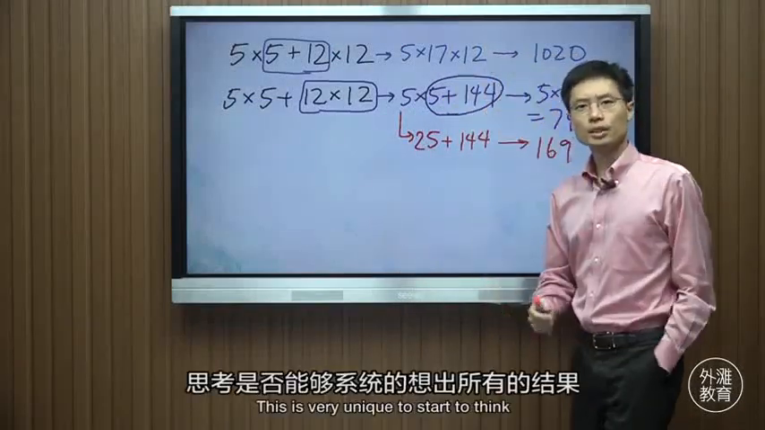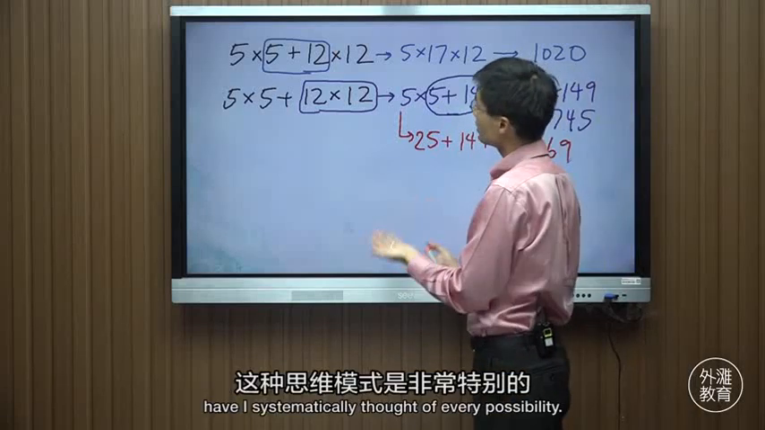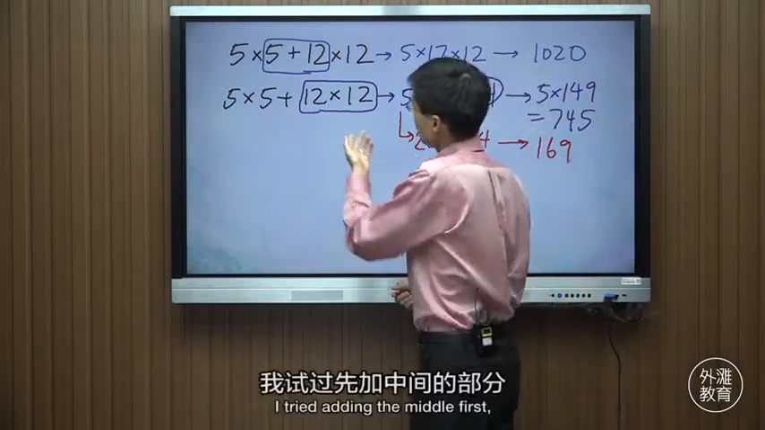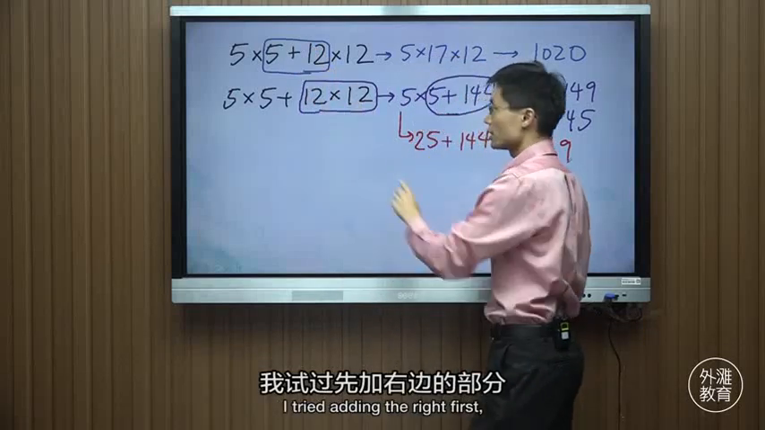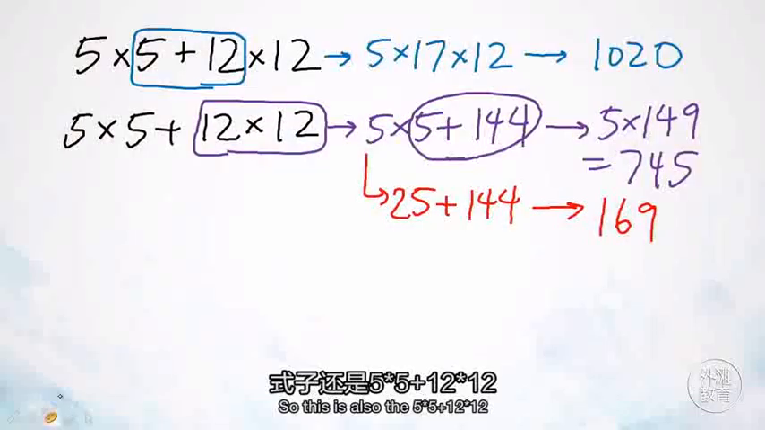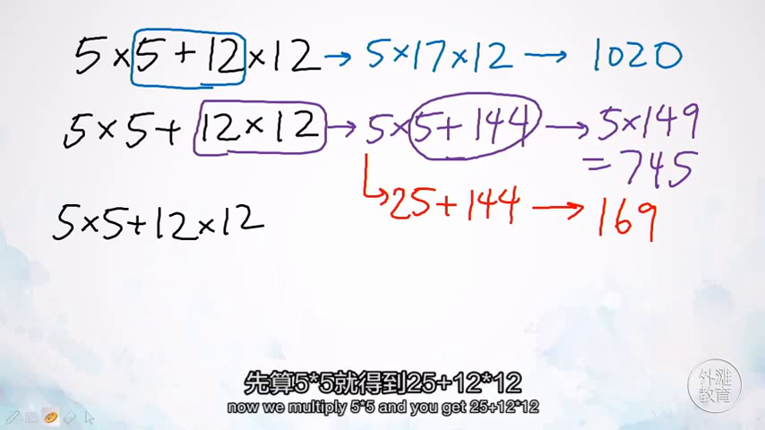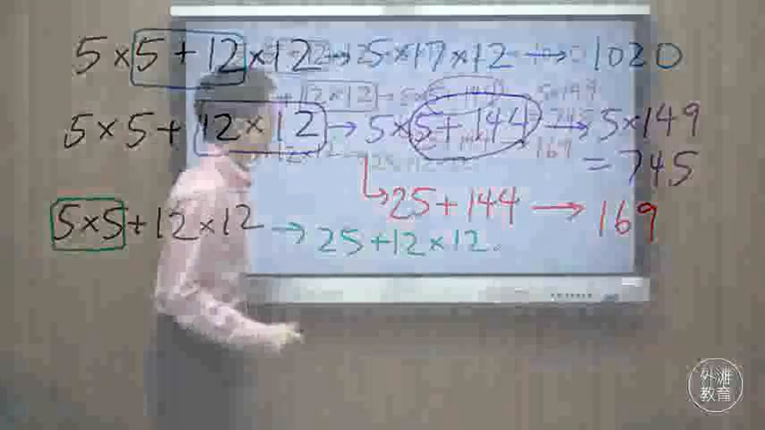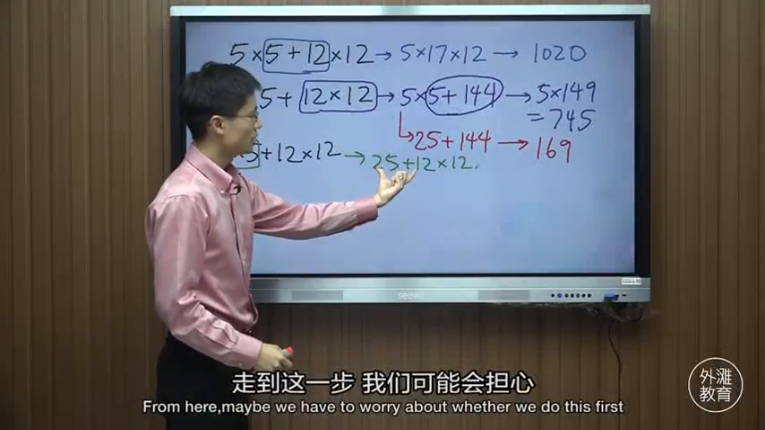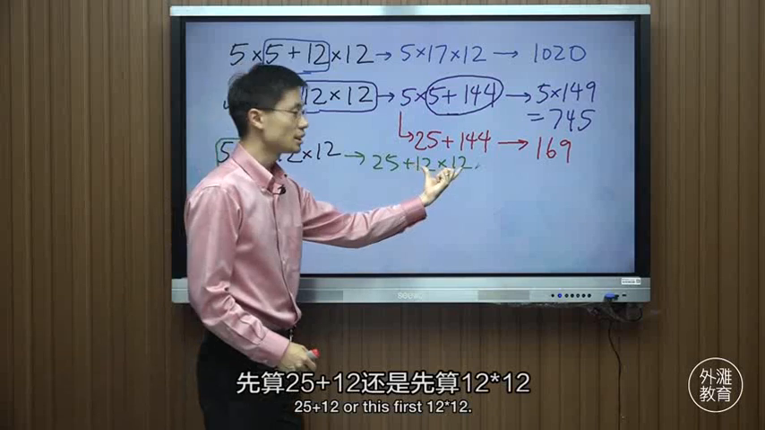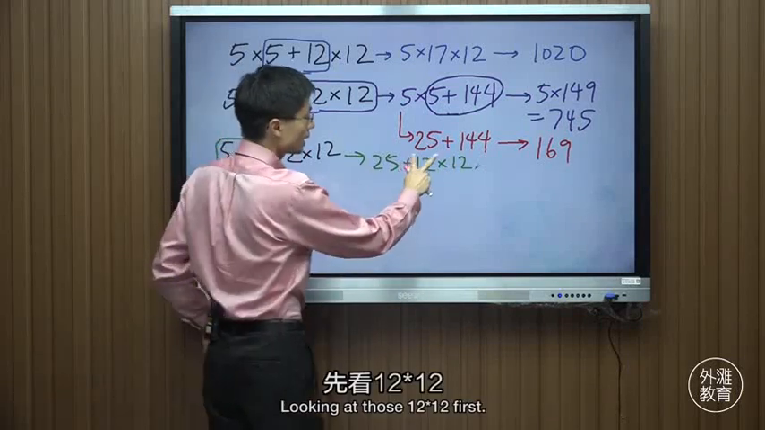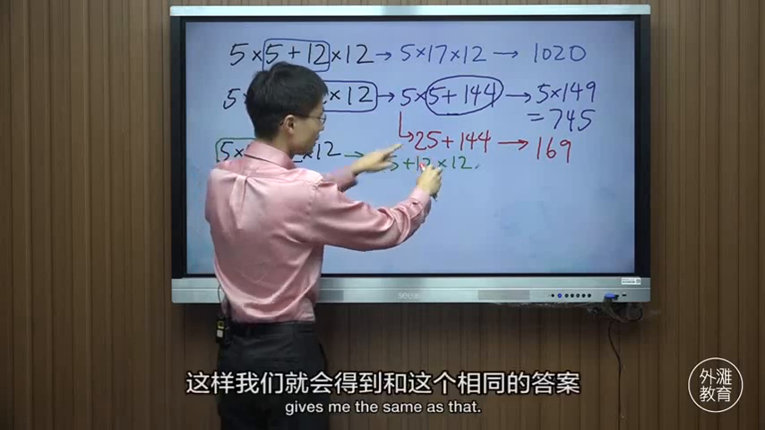Are there any more? This is where you need to start to think, have I systematically thought of every possibility? I tried adding the middle first, I tried adding the right first. How about the left first? So there's also this 5 times 5 plus 12 times 12, where what we do first is now we multiply the 5 times 5, and you get 25 plus 12 times 12. From here, maybe we have to worry about whether we do this first, 25 plus 12, or this first, 12 times 12. Looking at this, 12 times 12 first gives me the same as that.